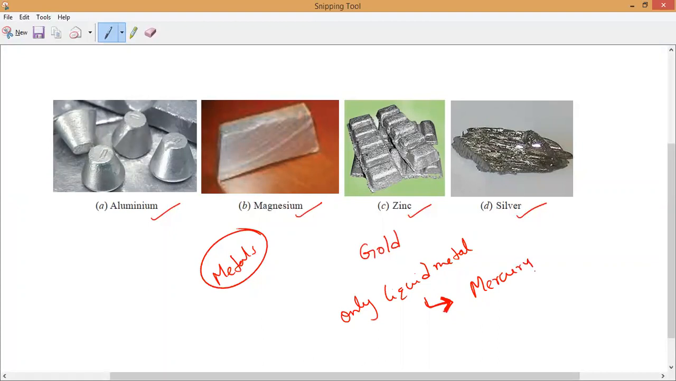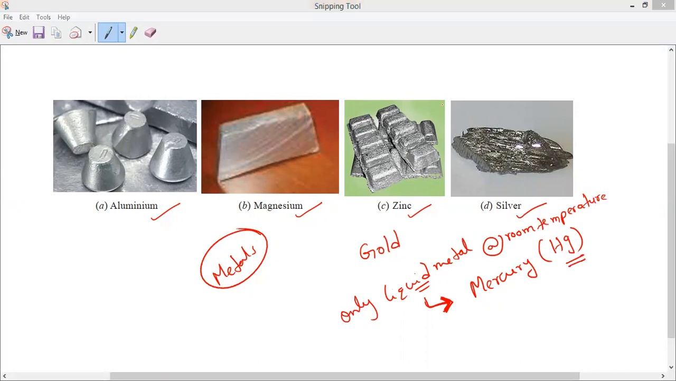Mercury is the only metal which is a liquid metal at what temperature? At room temperature. Understanding? And that symbol is Hg. How did Hg come? From Hydrargyrum. It is another name. That is how Hg came.